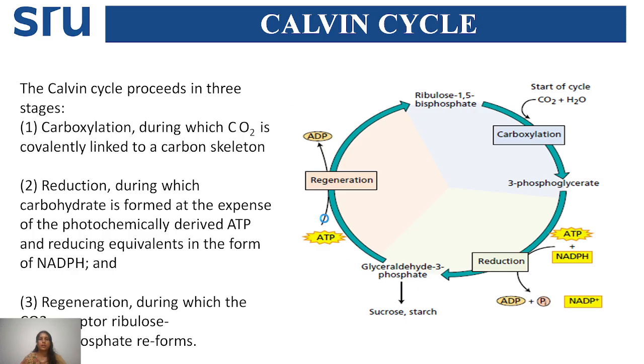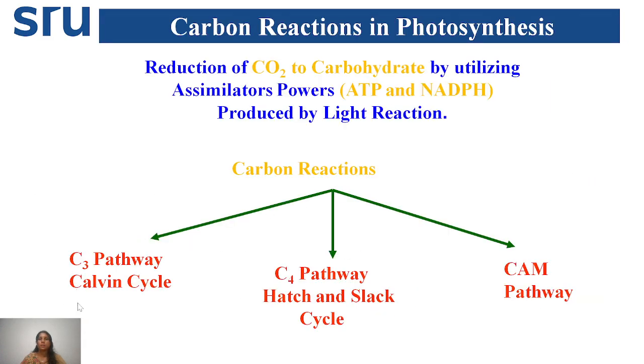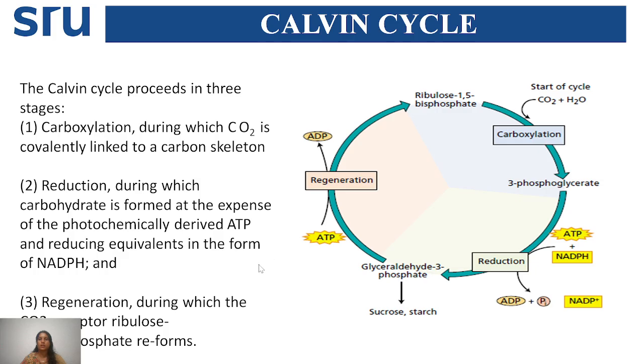Coming to the Calvin cycle, it is the basic cycle, the C3 cycle. The Calvin cycle takes place in three steps: one is carboxylation, then reduction, and the other is regeneration. Carboxylation is the initial step.